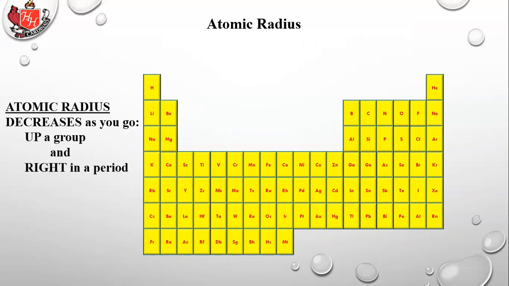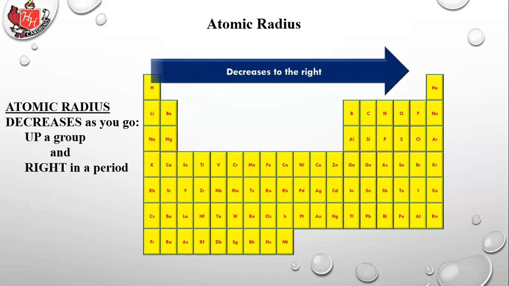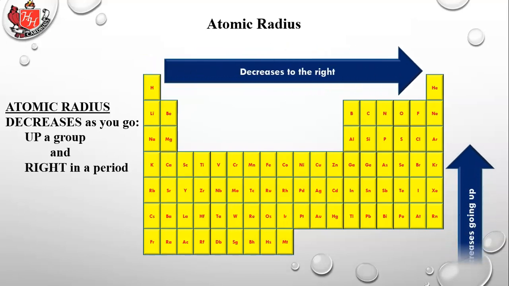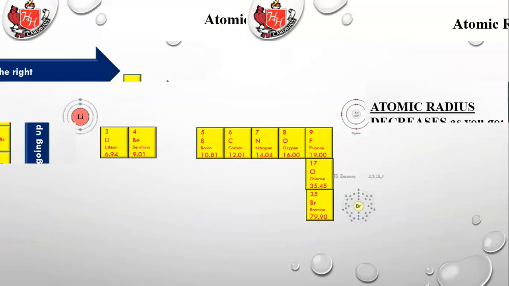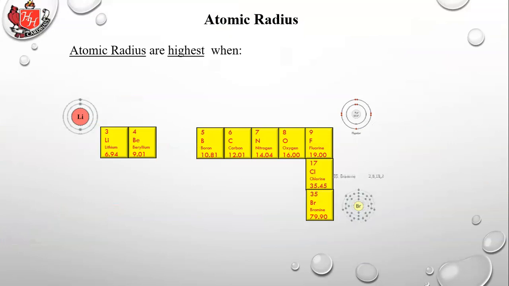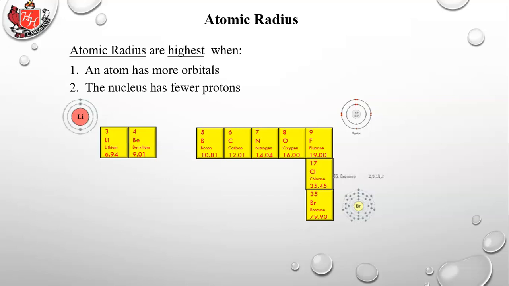So atomic radius decreases as you go up a group and to the right in the period. So it's the exact opposite of ionization energy and electronegativity, and we're going to talk about why that is. Okay, so the atomic radius, or radii, which is the plural of radius, are highest when an atom has more orbitals, and the nucleus has fewer protons.